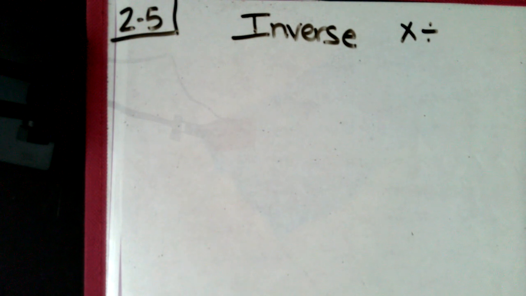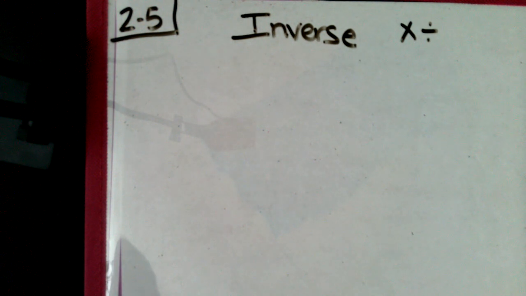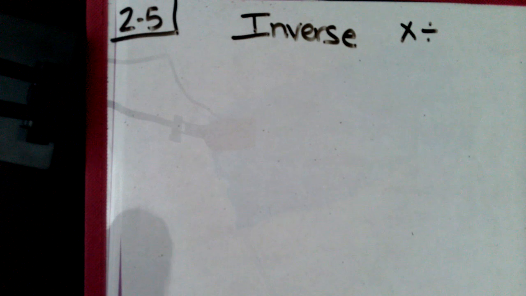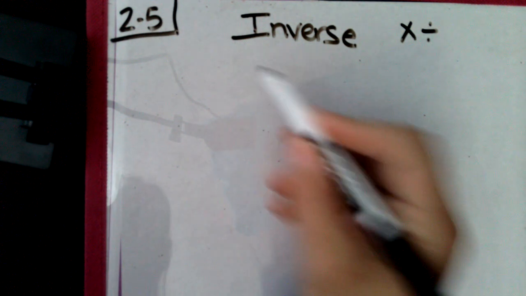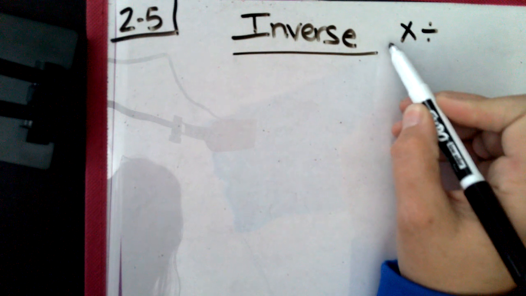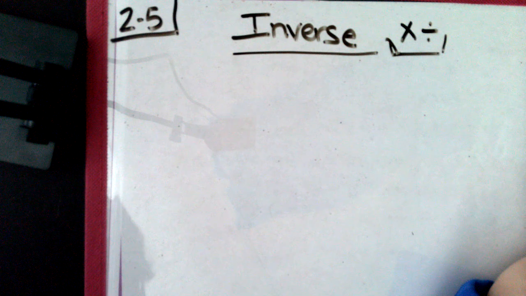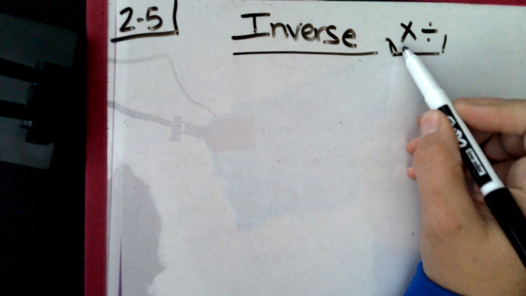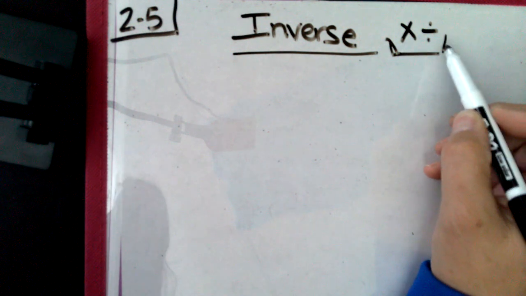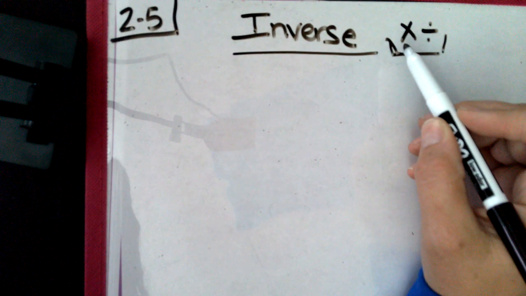Hello, I am going to talk to you about how to solve one-step multiplication and division equations. An important thing to know, and one word I will be using a lot, is inverse. Inverse means the opposite. So when I'm dealing with multiplication and division, the opposite of multiplication is division, and the opposite of division is multiplication.